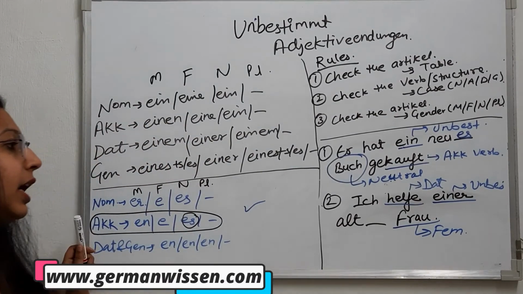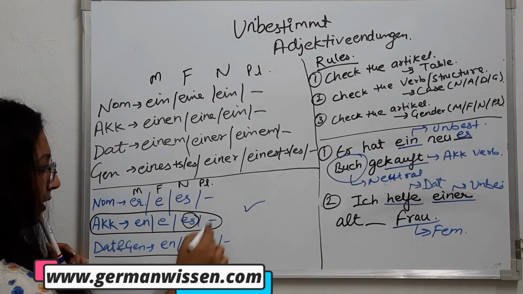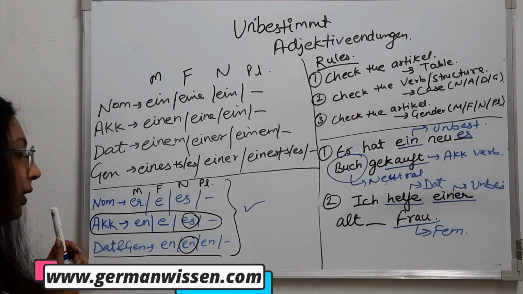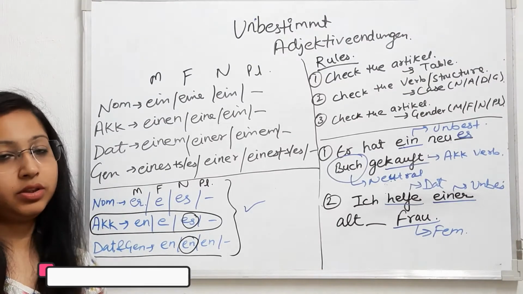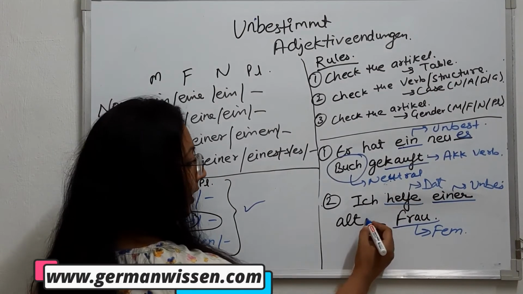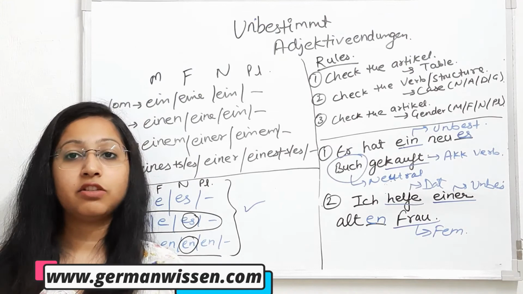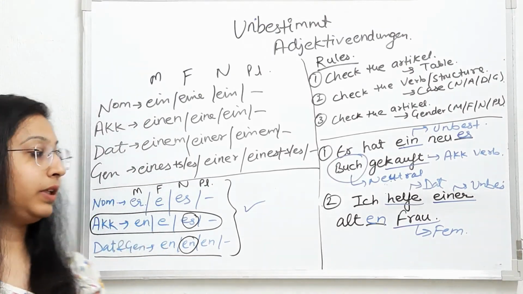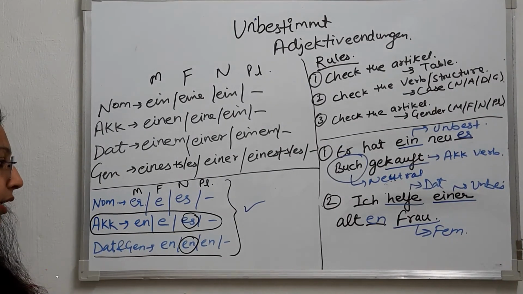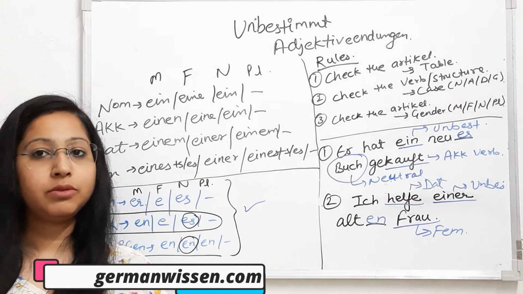So again, dative, unbestimmt and feminine. This table is unbestimmt, and in the case of feminine we have en. Although in the case of dative and genitive all are en only, so there is no need of thinking again. Simply by checking the verb, we can say that it is alten Frau. In the previous video, in the case of the bestimmt table, I also said that dative and genitive are always en. In this one also, dative and genitive are always en. One more similarity is that accusative is always en, whether it's bestimmt or unbestimmt.